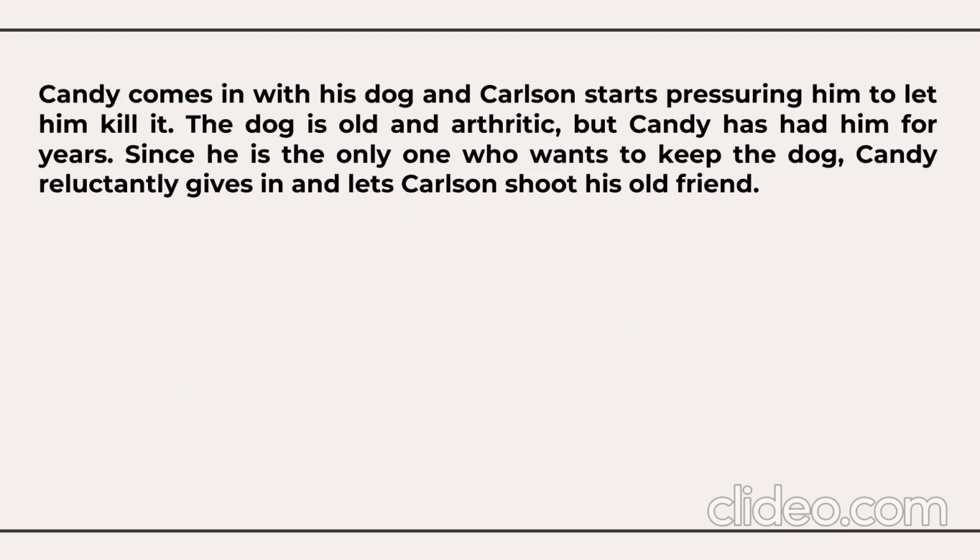Candy comes in with his dog, and Carlson starts pressuring him to let him kill it. The dog is old and arthritic, but Candy has had him for many years. Since he's the only one who wants to keep the dog, Candy reluctantly gives in and allows Carlson to shoot his old friend.